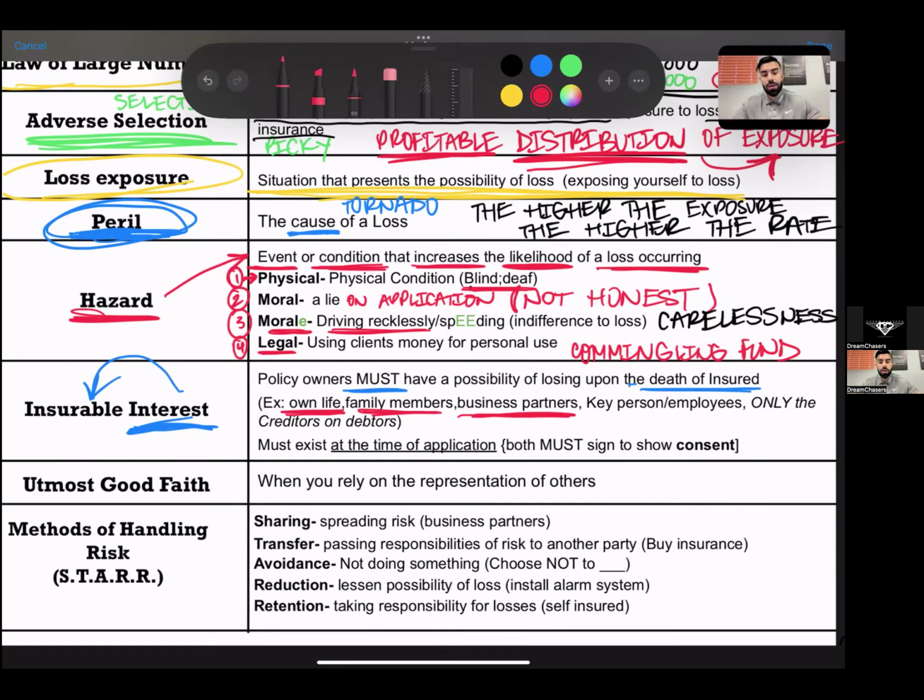I can put life insurance on a business partner. Let's say I own a restaurant and I have a business partner, 50-50 partners. I can put life insurance on him, and he can put life insurance on me. Key person or key employee insurance also has insurable interest.